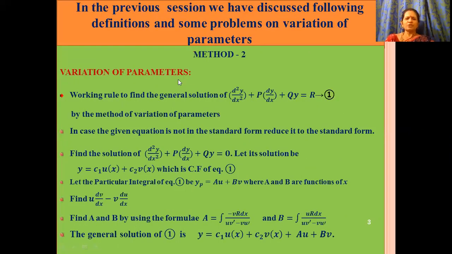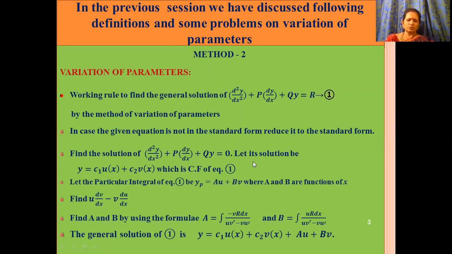In the previous session, we discussed the following definitions and some problems on variation of parameters. The variation of parameters working rule to find the general solution of the given equation: in case a given equation is not in the standard form, reduce it into the standard form. That is the first step.